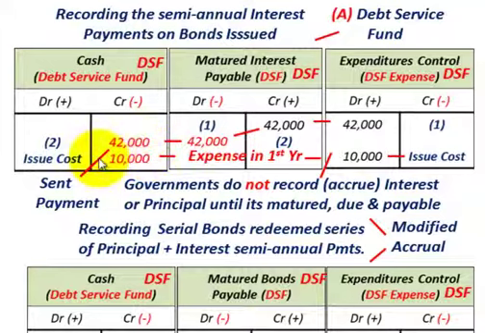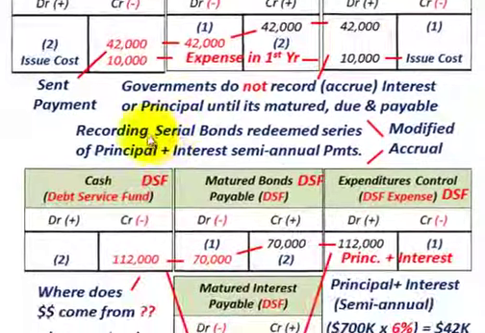And then one other thing I want to point out here, when a government issues bonds here, there might be some issue costs involved here, and those issue costs would be expensed the first year. So assuming that we had $10,000 worth of issue costs here on those bonds, we would debit or increase our expenses by $10,000 here for the issue costs, and then the credit would go to reducing our cash account here for $10,000.